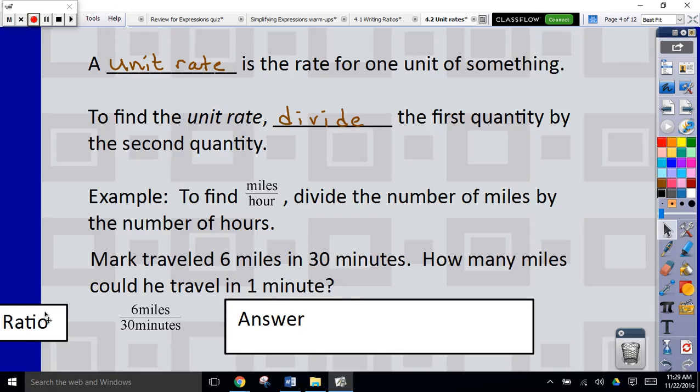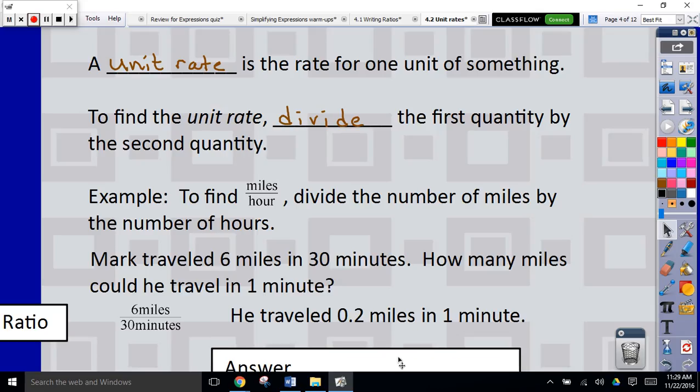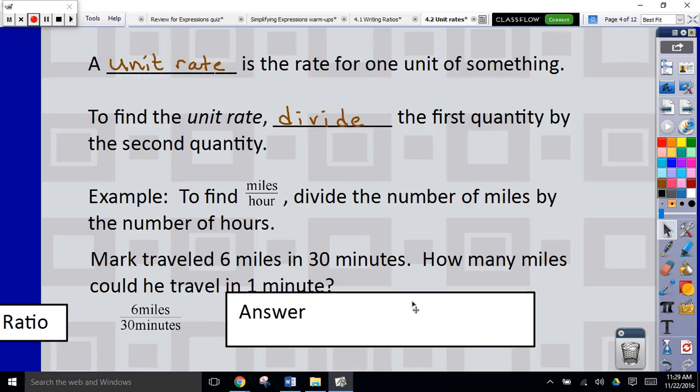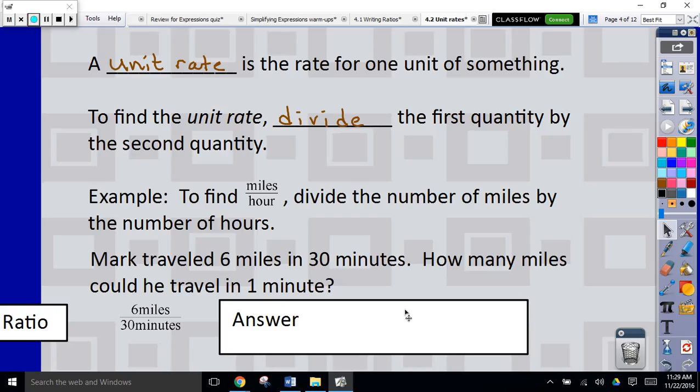You just have to write yours underneath. So you can go 6 miles in 30 minutes. We want to know how much he can travel in 1 minute, so we're just going to do 6 divided by 30, and that's going to give us the amount that he can do in 1 minute. So let's take a look at that. Oh, that just gives us the answer. Let me write it on here. Okay, so if we have 6 miles divided by 30 minutes, we get 0.2, and we can say he travels 0.2 miles per minute.